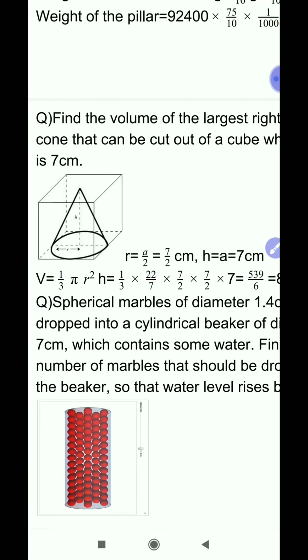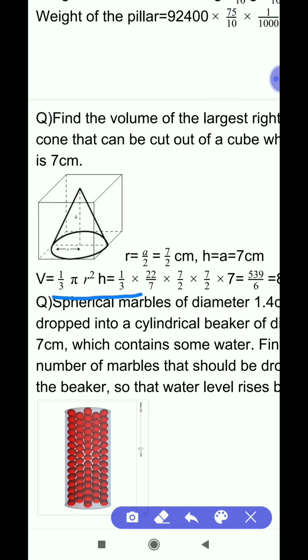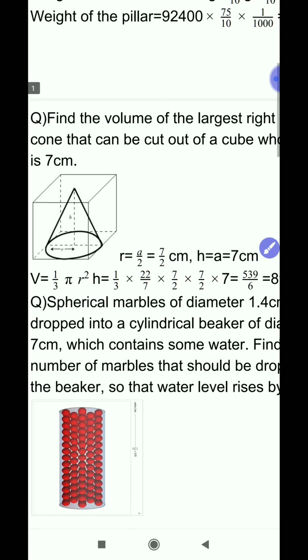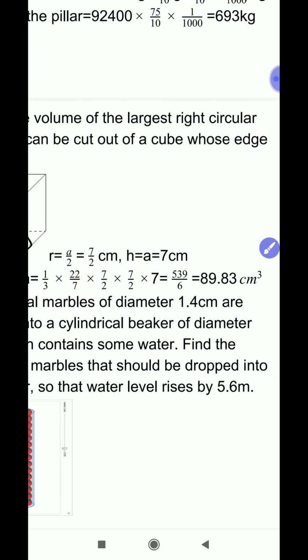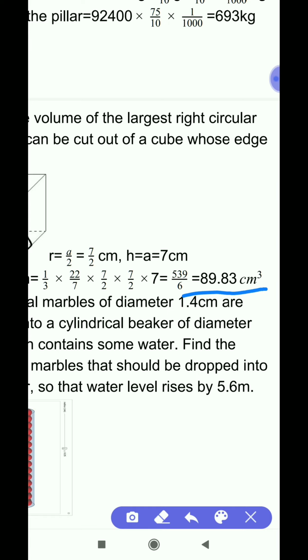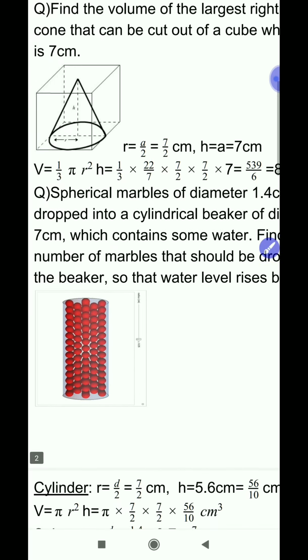The volume of the cone is given by the formula 1 by 3 pi r square h. By substitution and simplification, we get 89.83 centimeter cube. Now let us go to the next question.